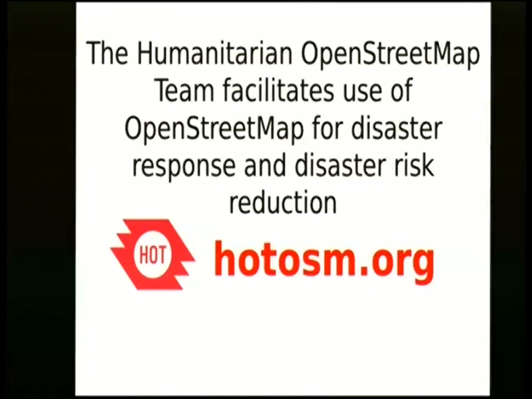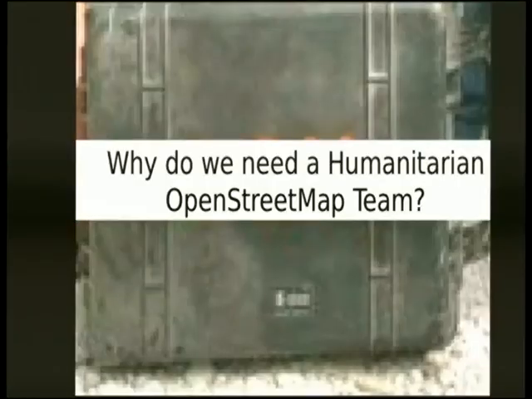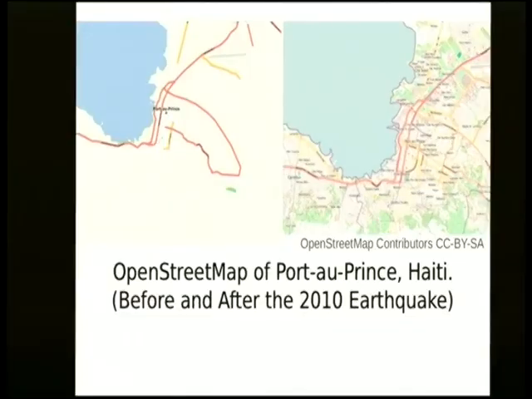So HOT, the organization I work for, we specifically use OpenStreetMap, this open data, for disaster response and disaster risk reduction. Why? Same reason: data is very expensive or sometimes doesn't exist. In the majority of the places we work, there isn't a really good detailed map you can use for planning. So we got started as an organization after the January 2010 earthquake in Haiti.